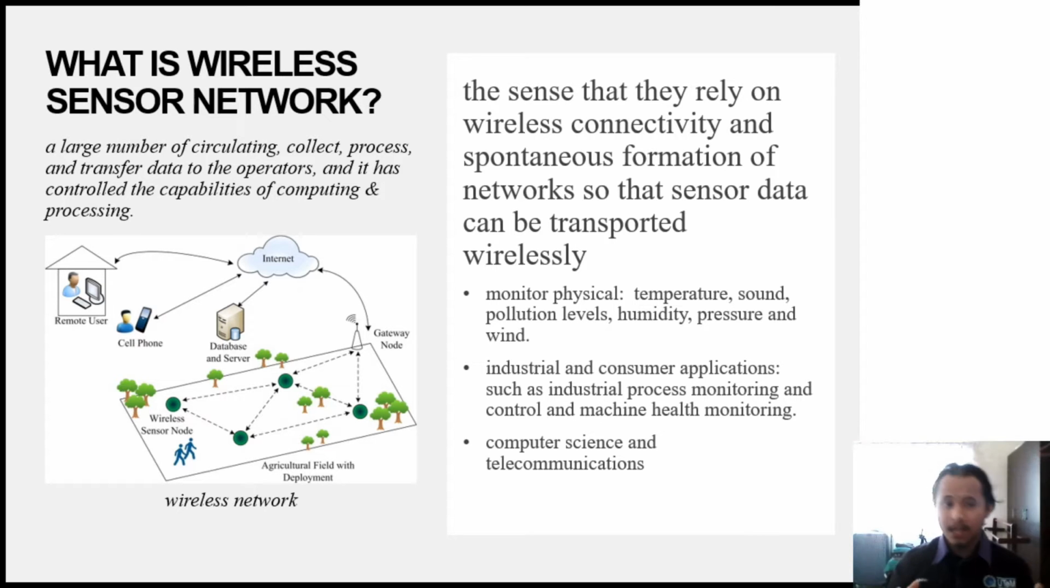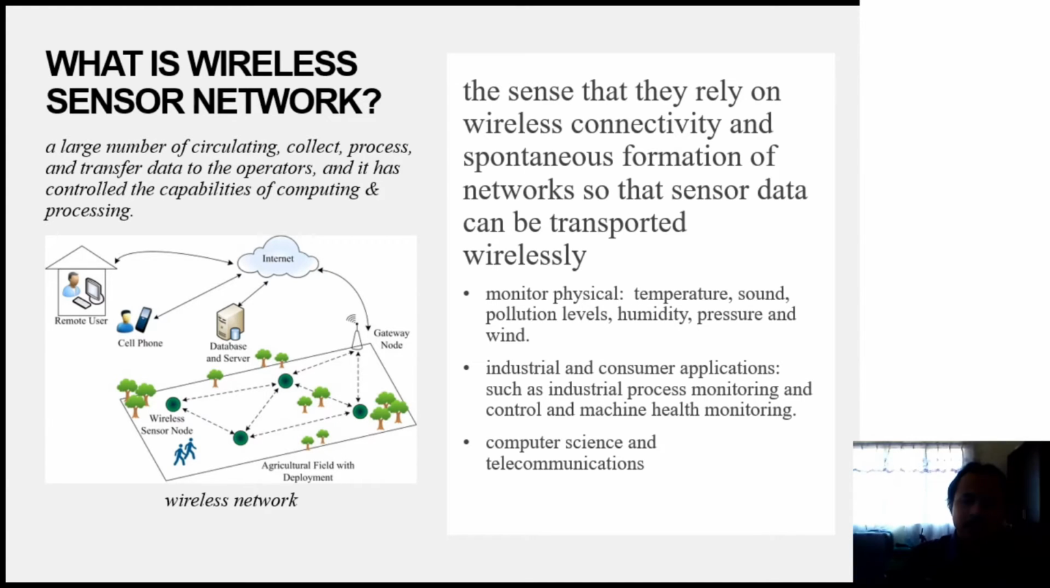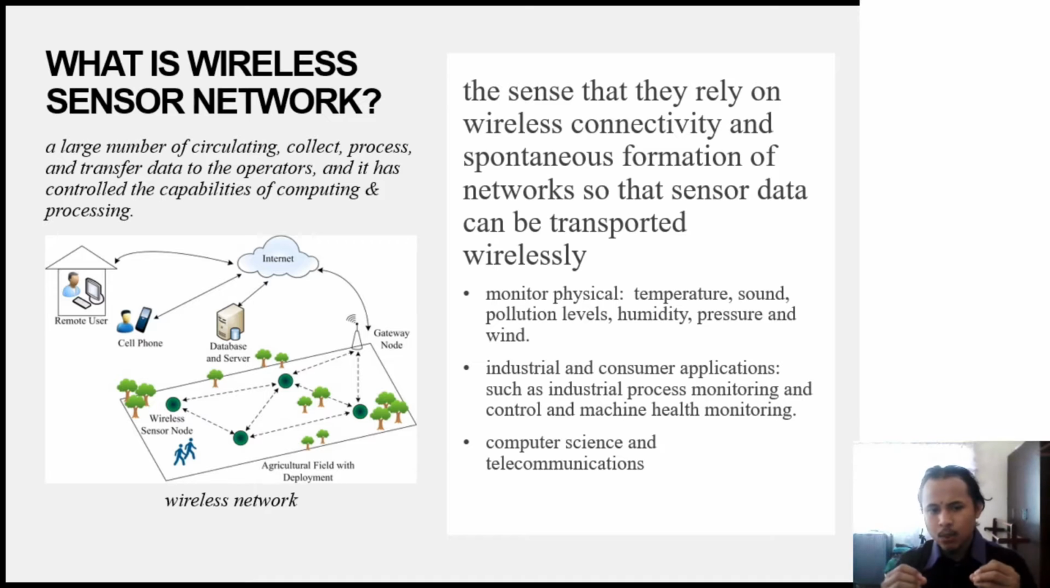What is a wireless sensor? A wireless sensor can be defined as a large number of sensors that collect, process, and transfer data to the operator, and it has control and computing processing capabilities. So we see from the picture, there is a wireless network. Basically, wireless network is synonymous with the internet.